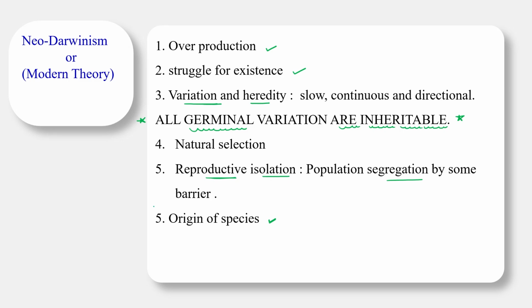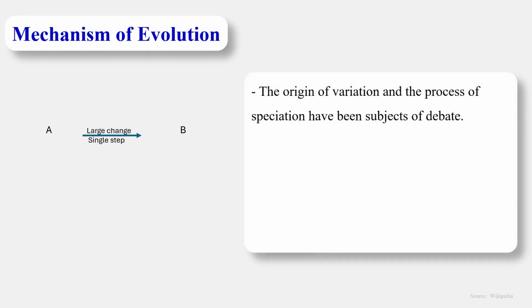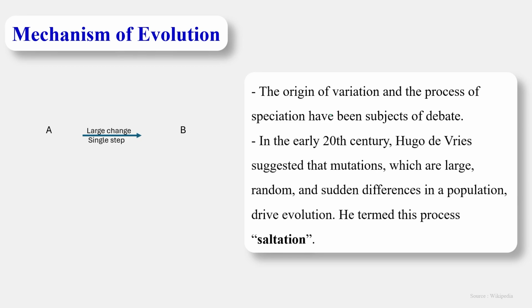Okay, so this is the sixth point. These two points, germinal variation and reproductive isolation, were included further in this new theory, the neo-Darwinism theory. So mechanism of evolution, let's discuss this point. The origin of variation, how this origin of variation occurs and how the process of speciation occurs, this has also been a subject of debate.